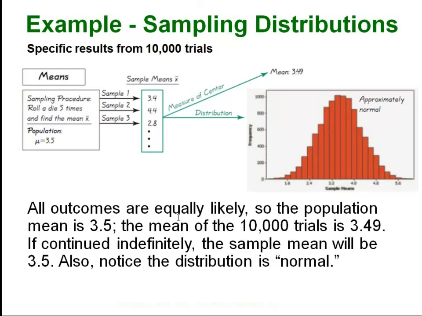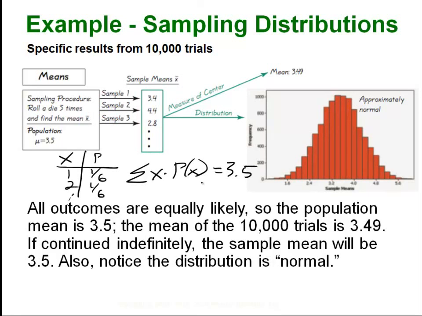Because all of our outcomes are equally likely, we know that the population mean is 3.5. That's simply taking a probability distribution of x and its probability: 1 with 1/6, 2 with 1/6, and so on. A 6-sided die is a random variable of values 1 through 6, each with a 1/6 probability, and if you sum up your x times p of x, that gives you your expected value, and in this case that expected value is 3.5. If you don't believe me, do the math and you'll see it.